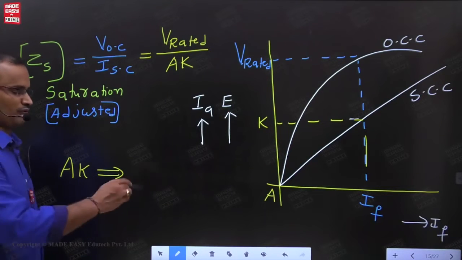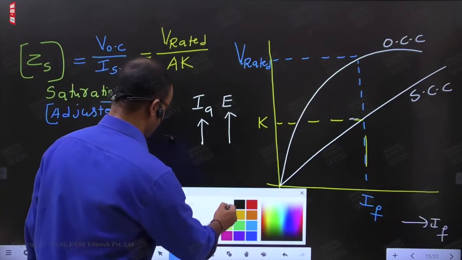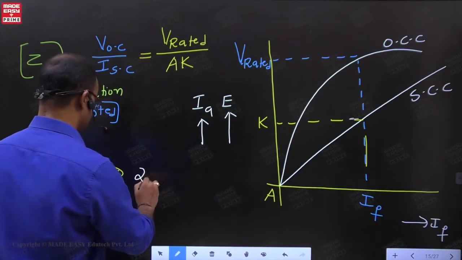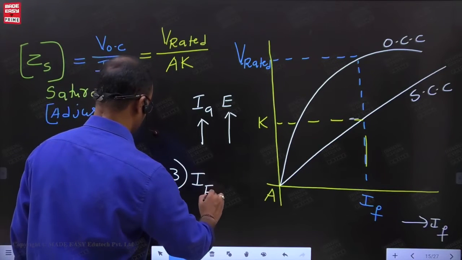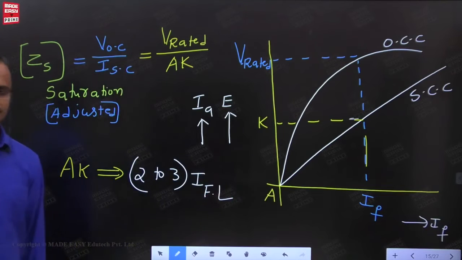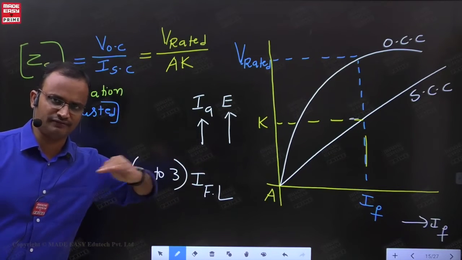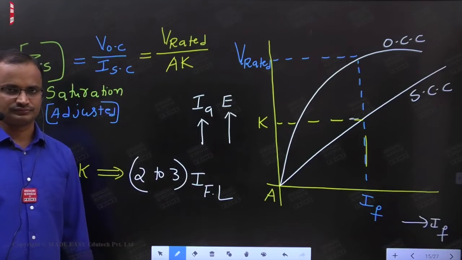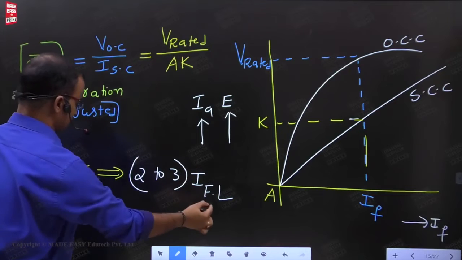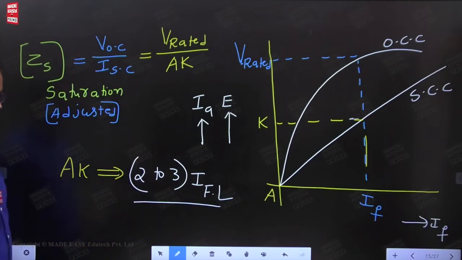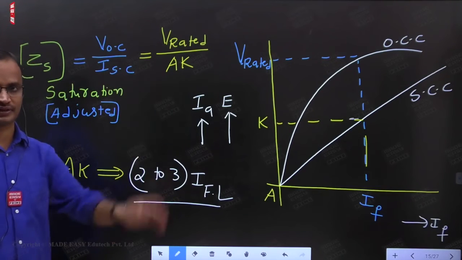This AK is approximately equal to 2 to 3 times the full load current. It is approximately, not exactly. That means the general statement we can say is that the AK length is every time greater than the full load current. The short circuit current you are taking in the saturated synchronous impedance is approximately 2 to 3 times the full load current. This is an approximate value. My general statement is greater than full load current.